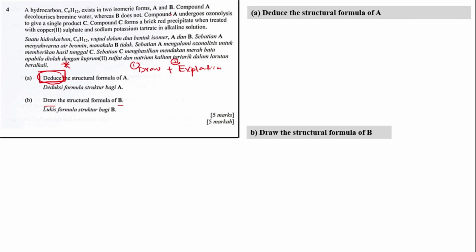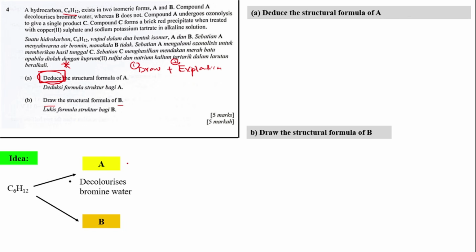So what I'm going to suggest you to do is that you're going to create an idea scheme. So when you read sentence by sentence, you try to make a scheme. So let's say I'm going to make my scheme like this. My idea is that I have the C6H12, which is a hydrocarbon. The C6H12 can exist in two isomeric forms, A and B. Okay, boleh dapat daripada soalan.